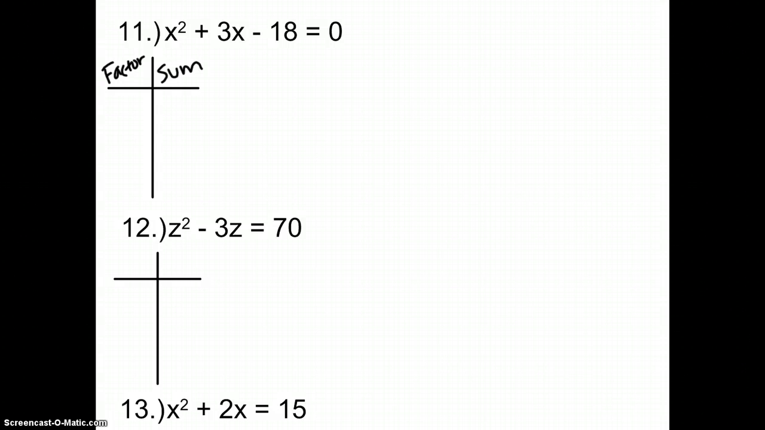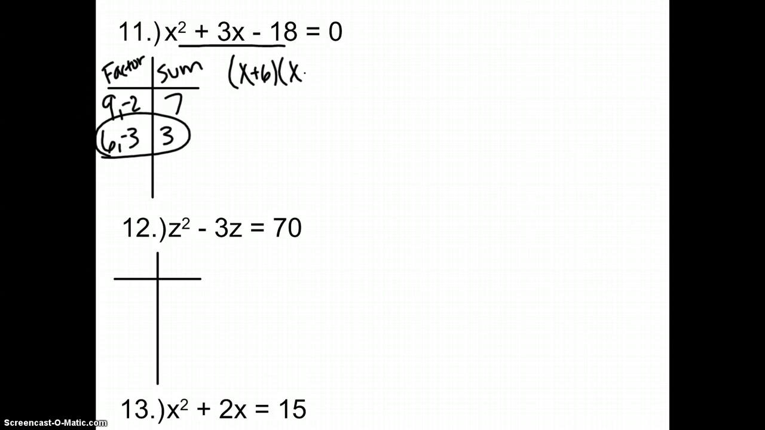And we could use 9 and negative 2, which would give us negative 18 and a positive 7. 6 and negative 3 would give us a positive 3. So that's what we're looking at. So we can factor our x squared plus 3x minus 18 into x plus 6 times x minus 3. And that's equal to 0.